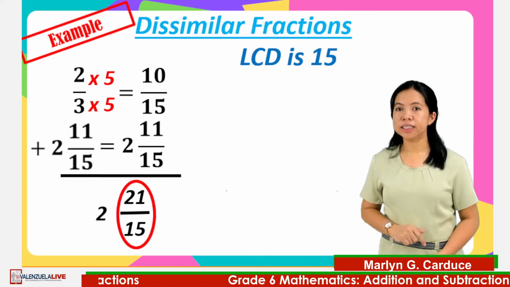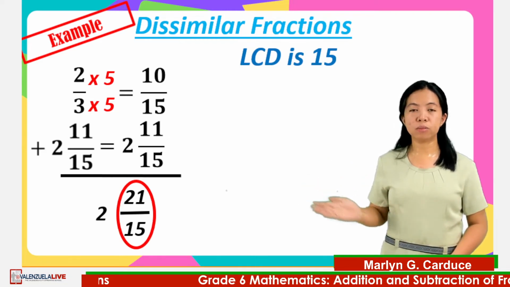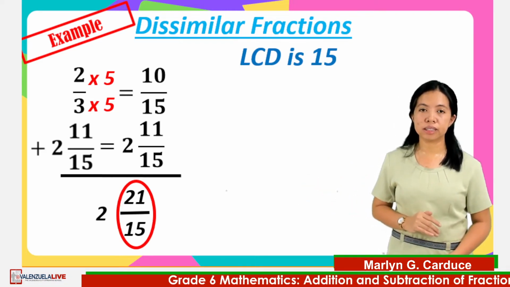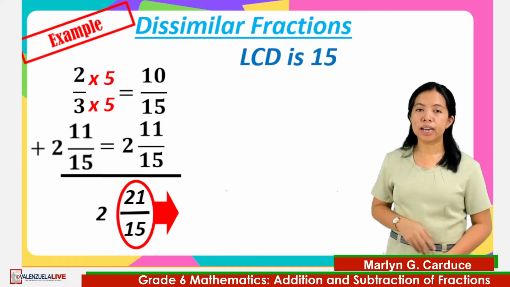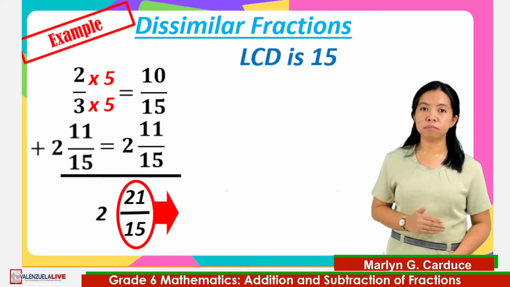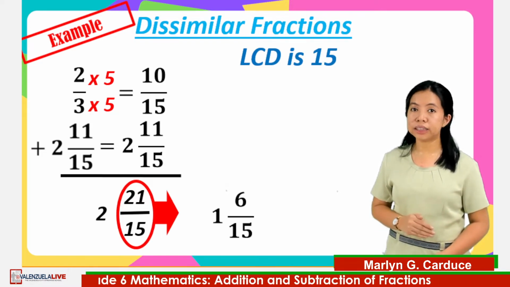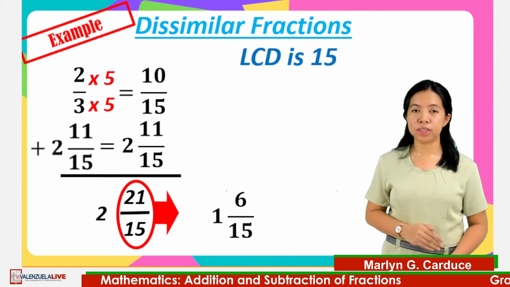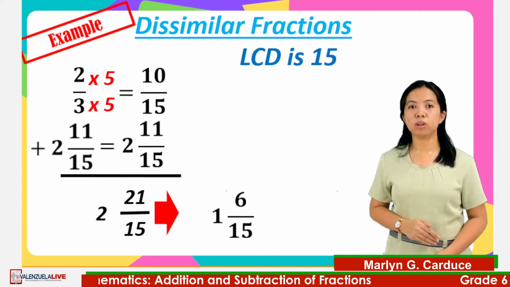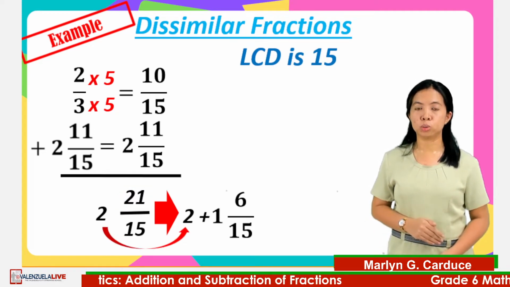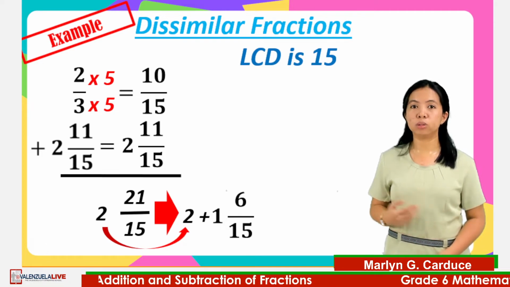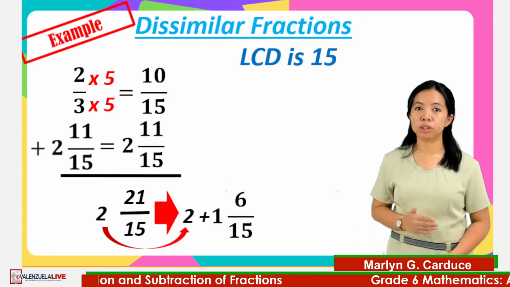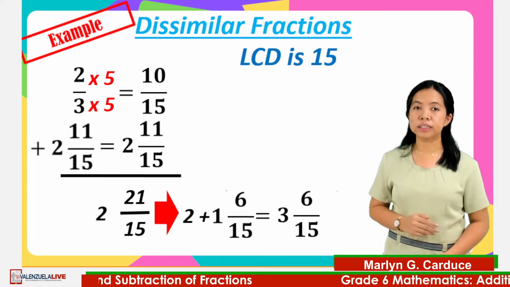And again, the fraction part, 21 over 15, is not yet in simplest form. So we will change it into a mixed number, and that is 1 and 6 over 15. And then let's add it to our whole number 2. Then add the two whole numbers. 2 plus 1 equals 3.